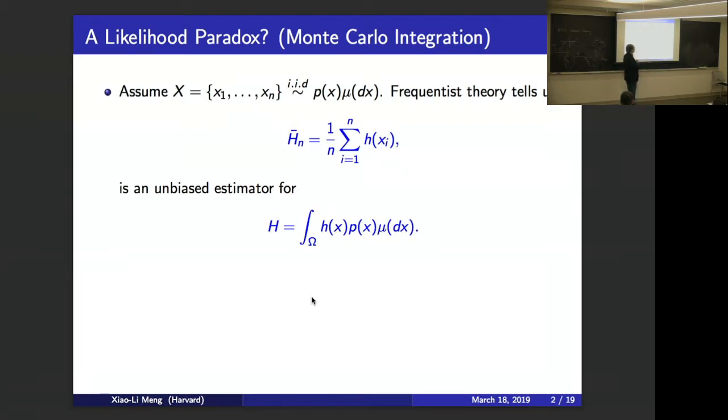And the whole idea of Monte Carlo integration is based on the so-called law of large numbers, right? If you have IID draws, you take the average of that. According to the so-called frequentist theory, all you do is say by the law of large numbers, or maybe you don't even need that, it's an unbiased estimate of this quantity, right?